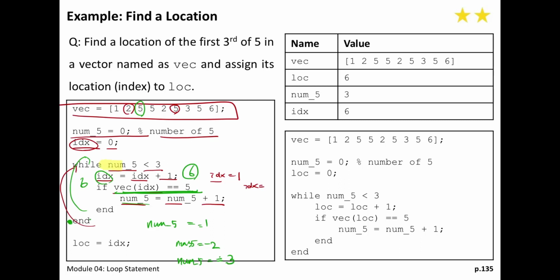And then take a look at the condition. Num5 is not less than 3. That's why the condition statement is false. So here, skip this action and then go out. Then you're assigning the index value to the location. Does it make sense? Okay.